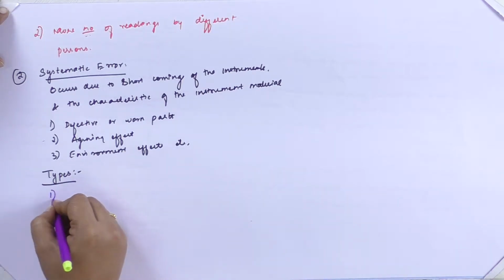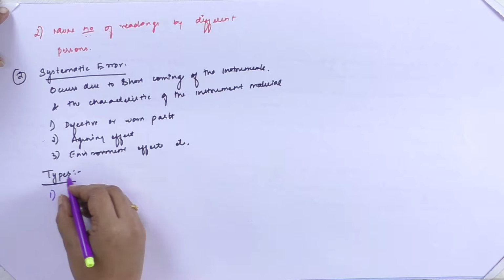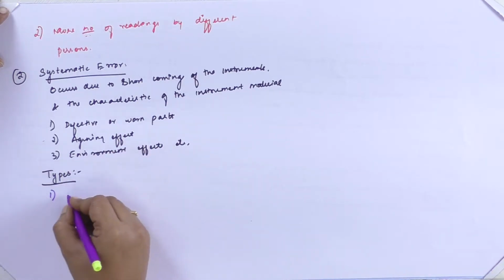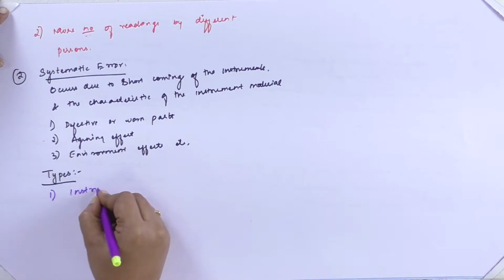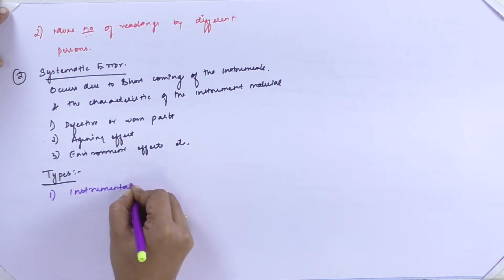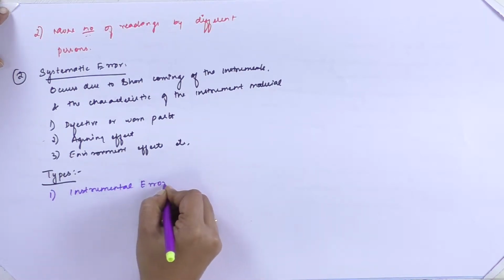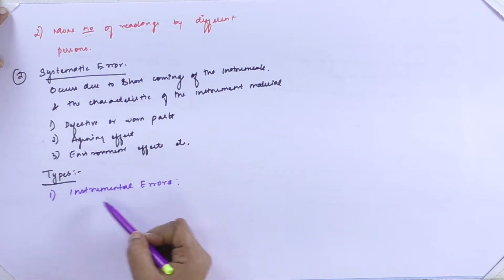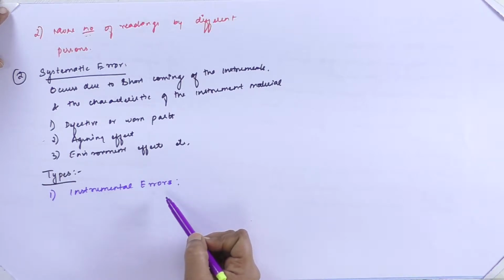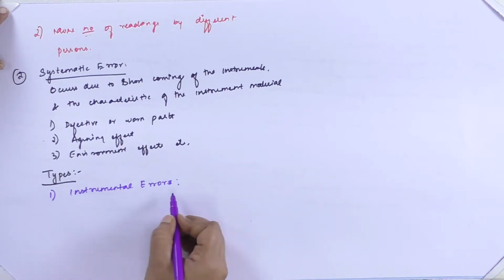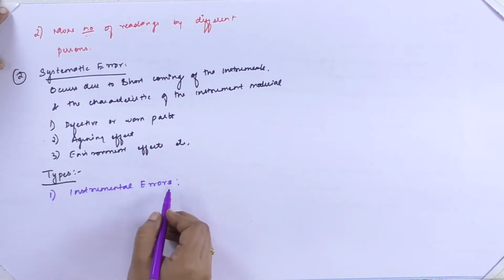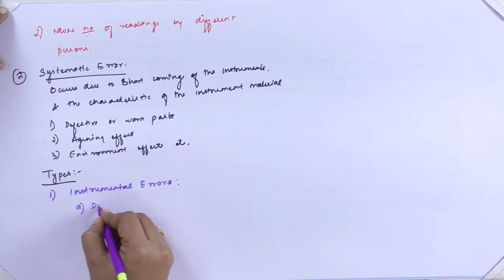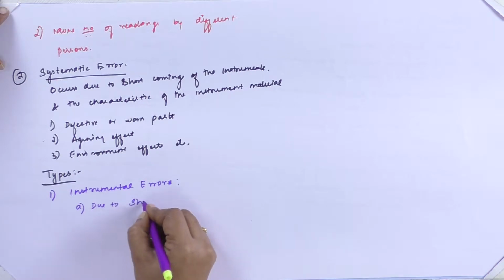The first one is called instrumental errors. Systematic error is classified into three types, and the first one is instrumental errors. Mainly this instrumental error occurs because of three reasons. First one is due to shortcomings of the instrument.